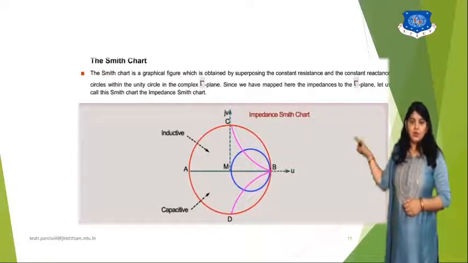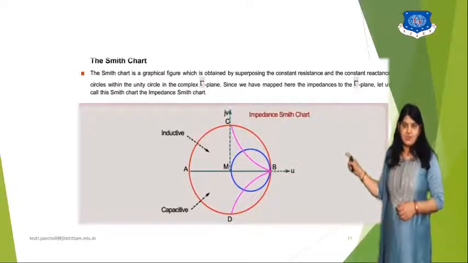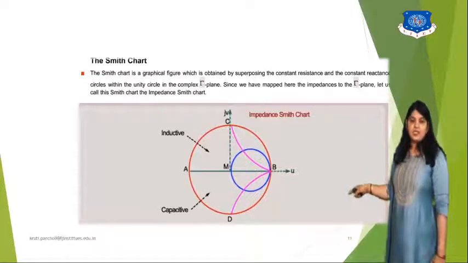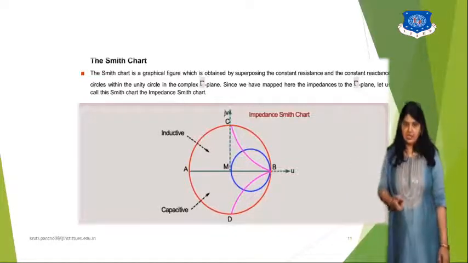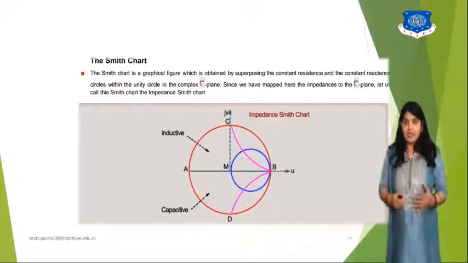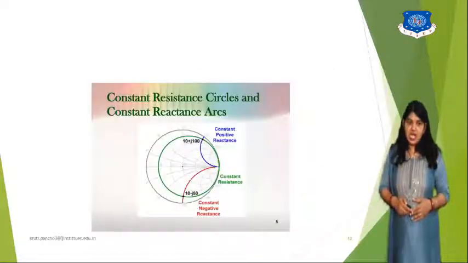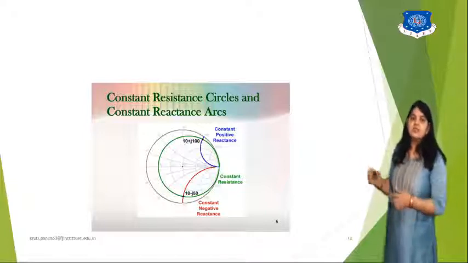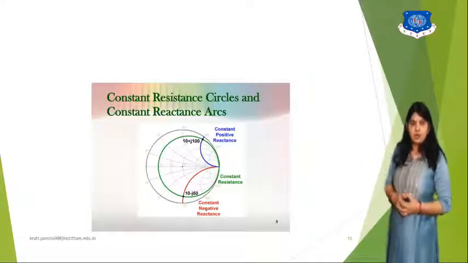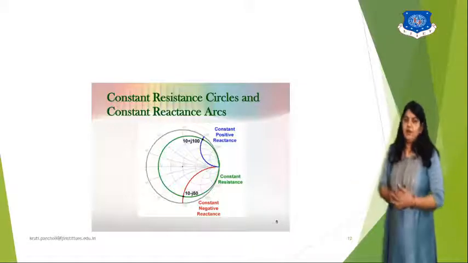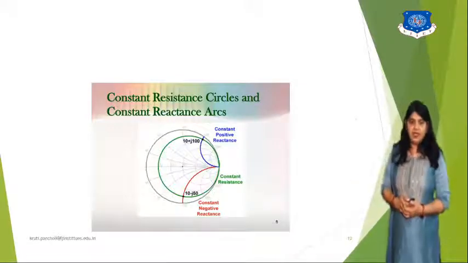In the upper part you can see the plus values, which are known as the inductive values, and the lower part is capacitive, the minus values. You have to keep this in mind for plotting values onto the Smith chart. So these are the constant resistance circles and the constant reactance arcs, showing how the capacitive, negative reactance value increases in the diagram.